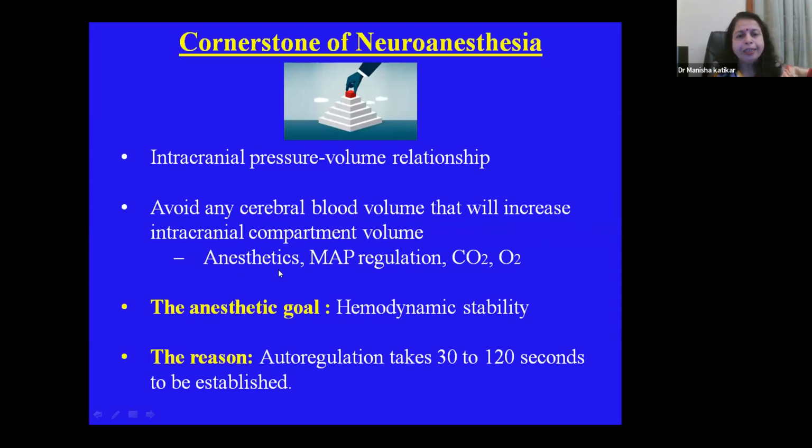Monitoring, giving proper anesthetics, maintaining the mean arterial pressure, maintaining the CO2 levels, maintaining the oxygenation. All these factors are in the domain of the neuroanesthesiologist. Therefore, most of the good intraoperative neurocritical care or neurosurgical care is given by the neurosurgical anesthesiologist. And the main goal in anesthetizing this patient is to maintain hemodynamic stability.